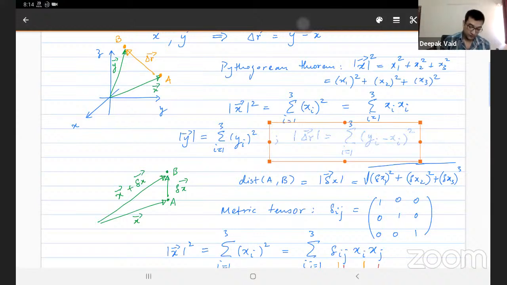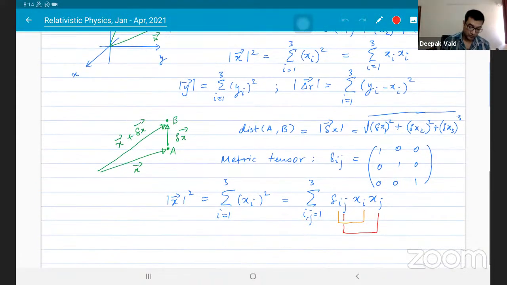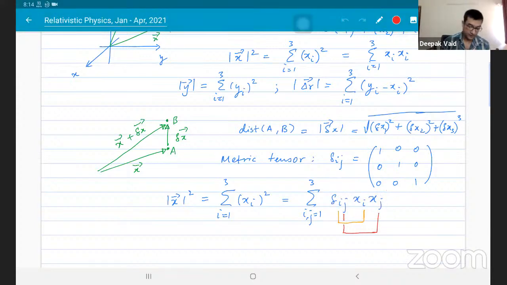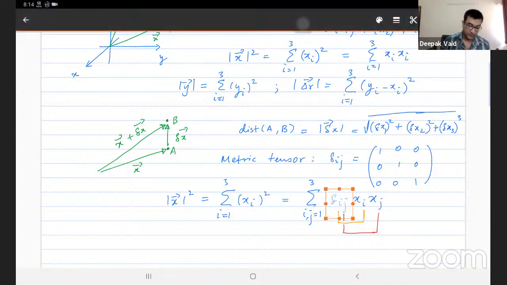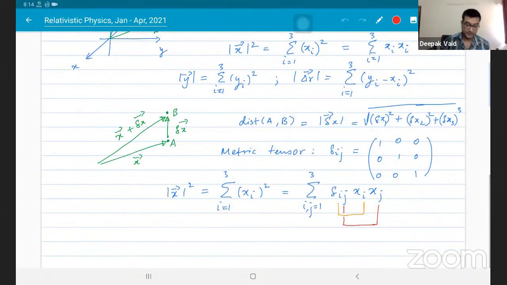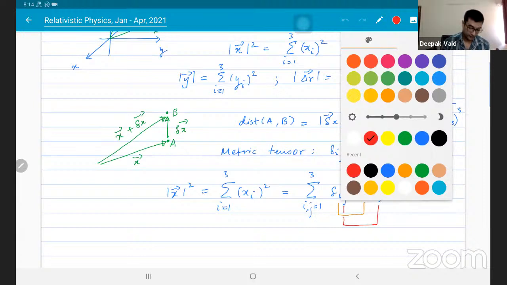Now, all of these expressions can be written as follows. Whenever I have the length of a vector, it can be written in this way, delta_ij x^i x^j. And this quantity, this delta, is called a metric. The technical expression for it is that a metric is what is called a bilinear form.